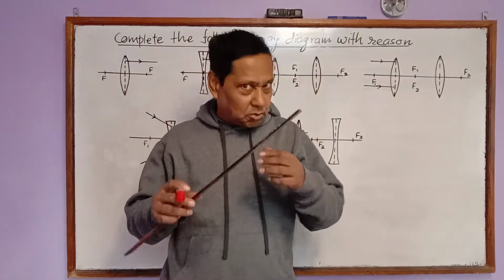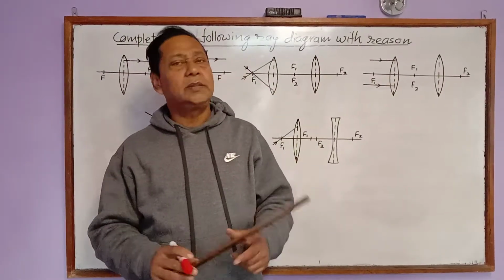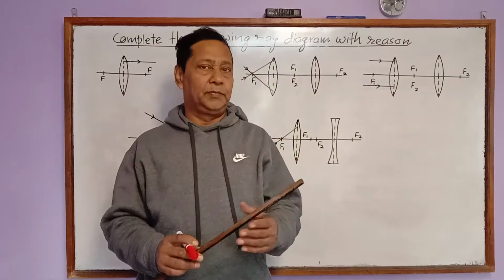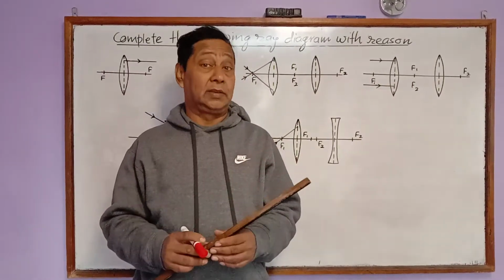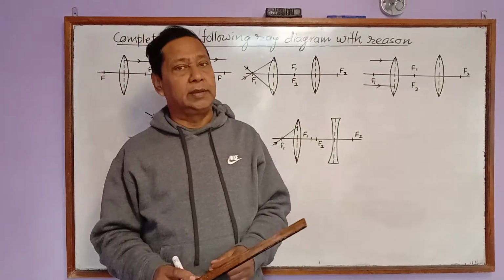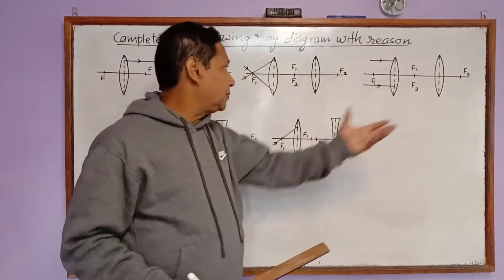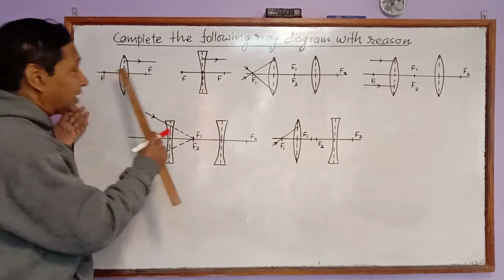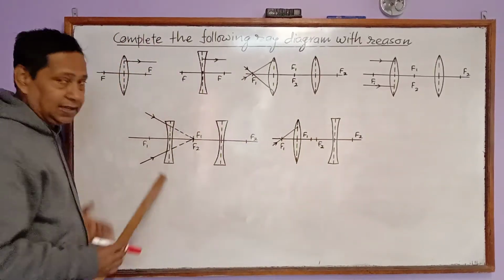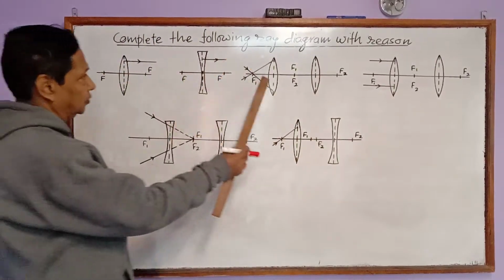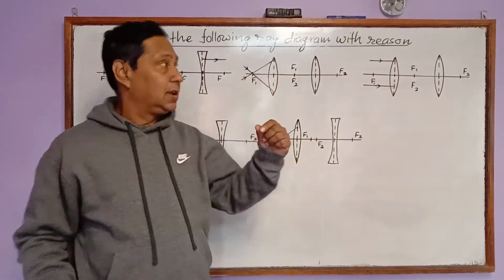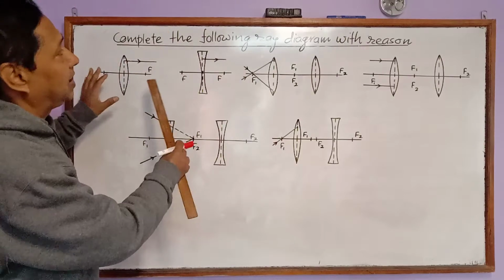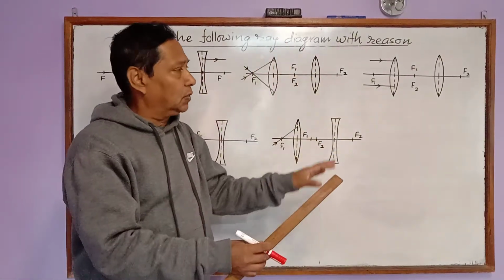Today I am going to show you some diagrams, and actually some of the numerical problems may be related to the diagrams of convex and concave lenses. That's why half of the part, I mean to say, the incomplete ray diagrams are taken here: 1, 2, 3, 4, 5 and 6, and I want to complete these. And what is the question? Complete the following ray diagram with reason.